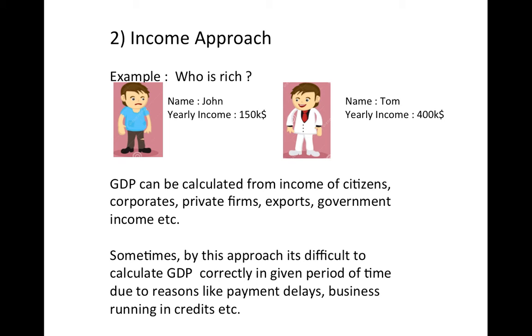In the same way, we can calculate GDP through income as well. In the prior example, we calculated through expenditures. The same value approximately we can calculate through incomes as well. See a small example here. John and Tom both are working in the same organization, and John is earning 150k dollars, whereas Tom is earning 400k dollars. We can measure their economy by their incomes as well.